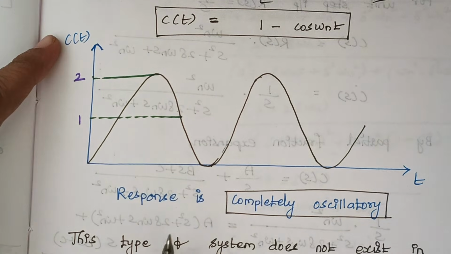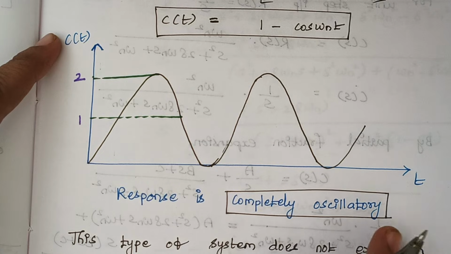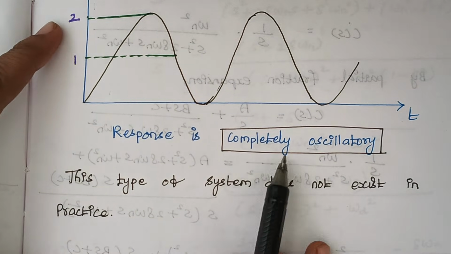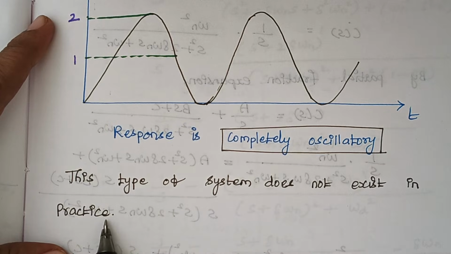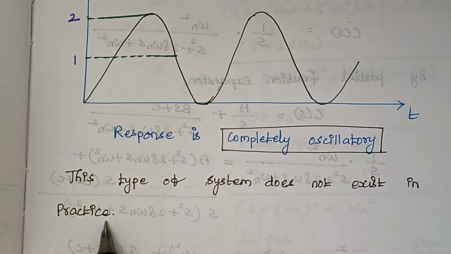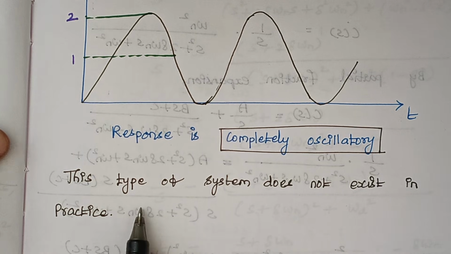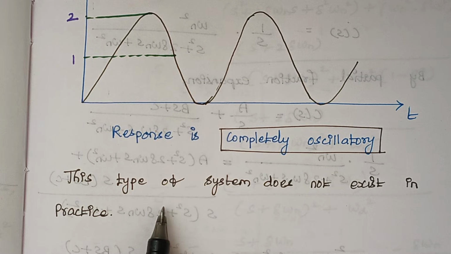So here the response is completely oscillatory, and again this type of system does not exist in practice, because whatever may be the type of system, it will be having some amount of damping ratio. But when the value of damping ratio is 0, then there is no use with that system, and that type of system is not practically possible.